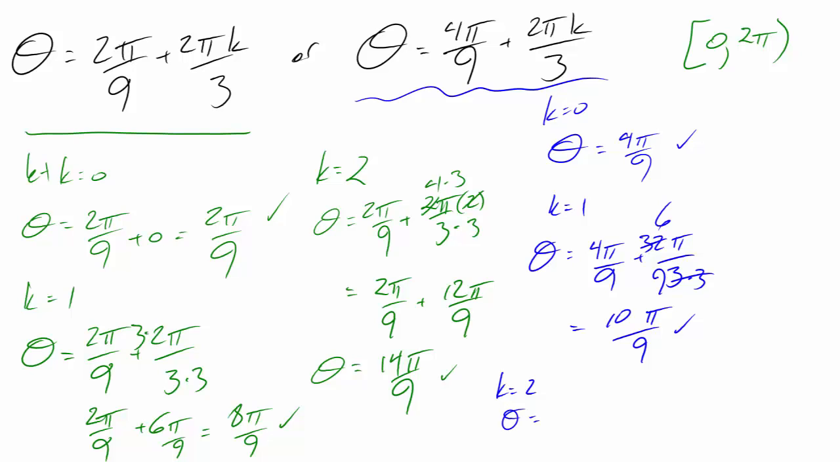Theta is going to be 4 pi over 9 plus, and I'm going to use the work that we did back here to know that's going to be 12 pi over 9. To give us 12 and 4 will be 16 pi over 9, which still works. For k equals 3, that puts us at slightly too big of a value.